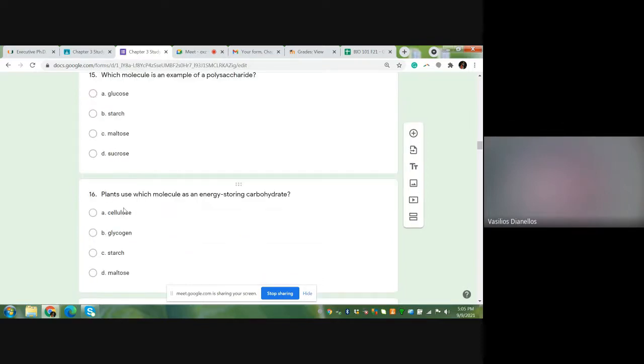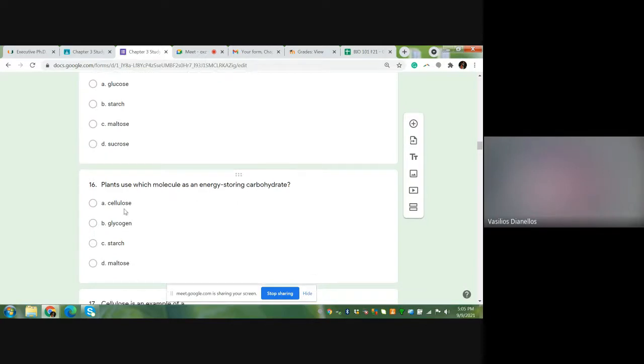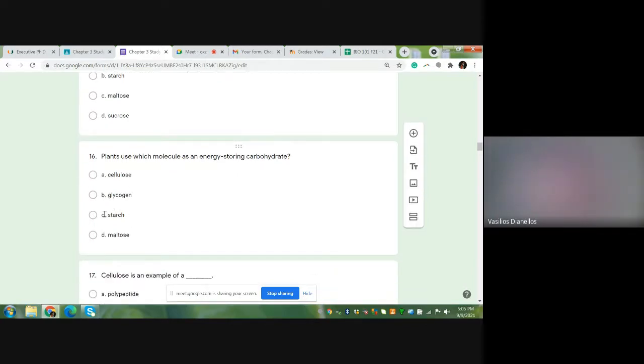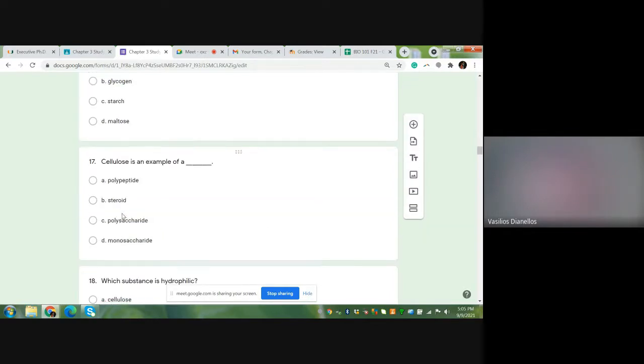All right, like I just said when I was talking about number 15, what do plants use to store energy? Starch. The answer is C. Any questions about that? Again, I've already discussed this. Cellulose is what? Cellulose is the polysaccharide. Any questions about that?